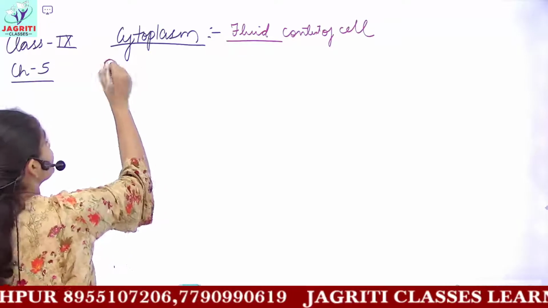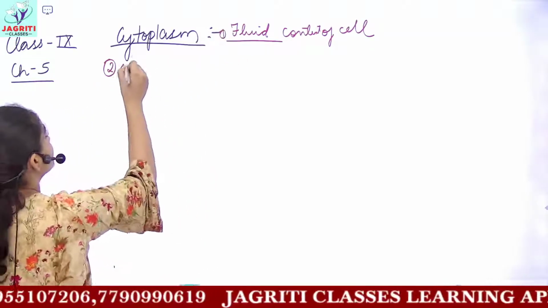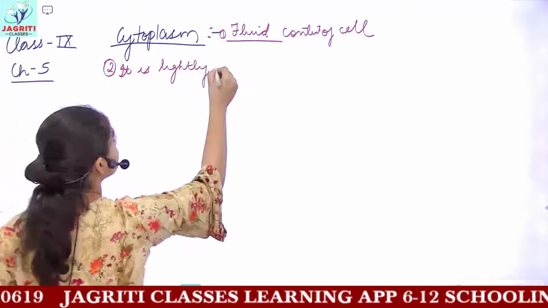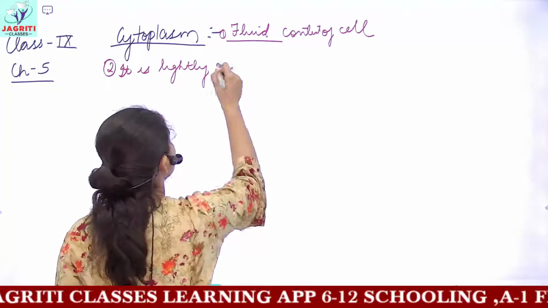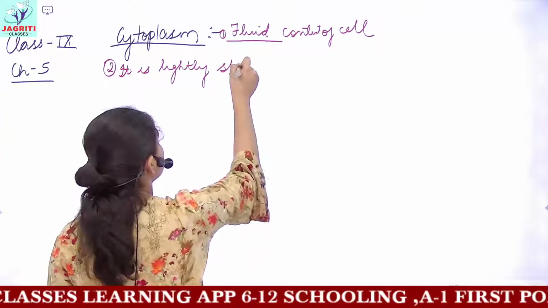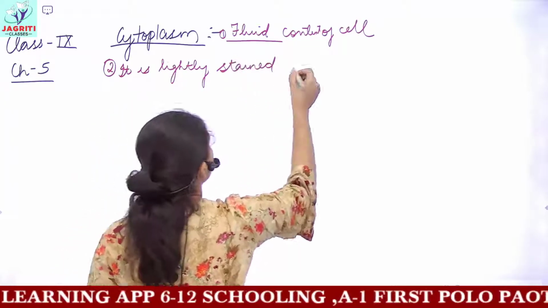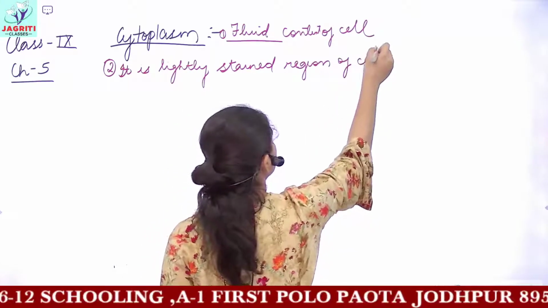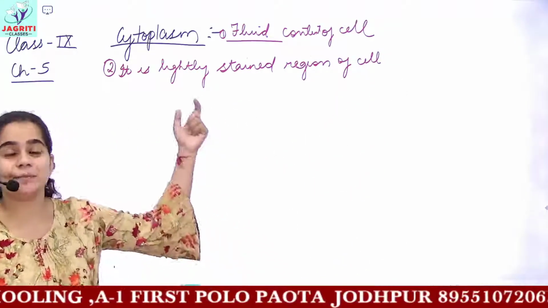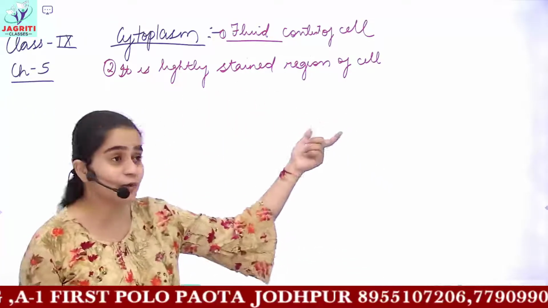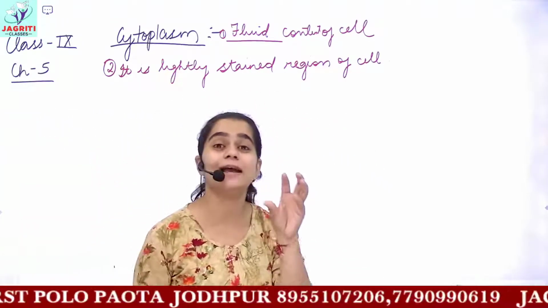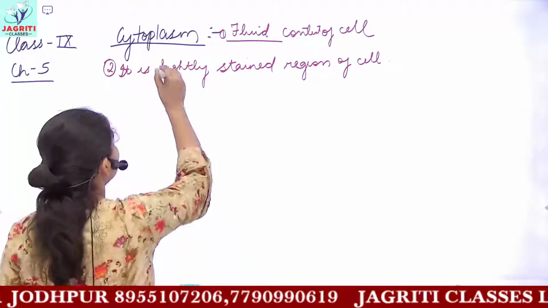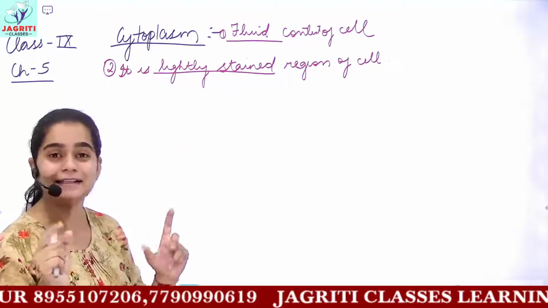The next point, or the second point, would be that it is a lightly stained region of the cell. So whenever you prepare a temporary mount of any cell, then you would observe that the nucleus of the cell generally acquires a darker shade, whereas the cytoplasm, that is the liquid content, would be stained in a lighter shade or in a lighter color.